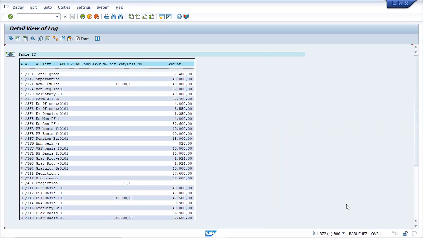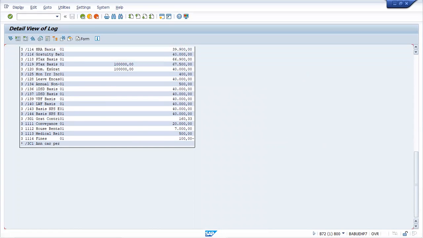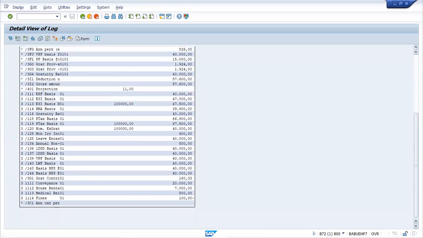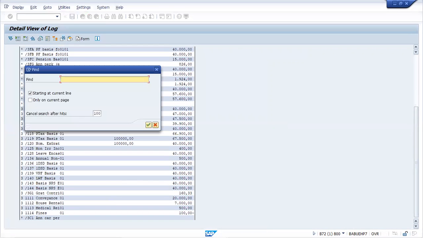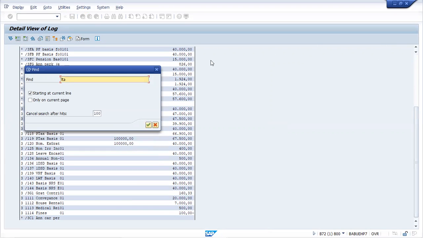Anything is created? Scroll a bit. We are not getting anything? Leave encashment is different. Just try Control F and LTA. Anything is coming? Here we do not maintain any tables. Slash V underscore. Okay, now show me the input as well.